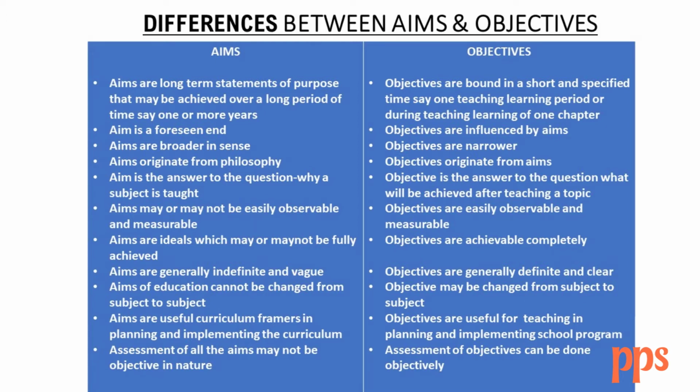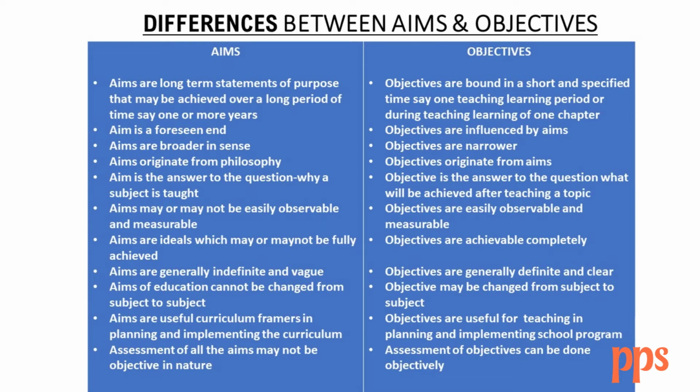Aims are long-term statements of purpose that may be achieved over a long period of time, say one or more years. Objectives are bound in a short and specified time, say one teaching-learning period or during teaching-learning of one chapter. Aim is a foreseen end. Objectives are influenced by aims. Aims are broader in sense. Objective is narrower. Aims originate from philosophy, whereas objectives originate from aims.